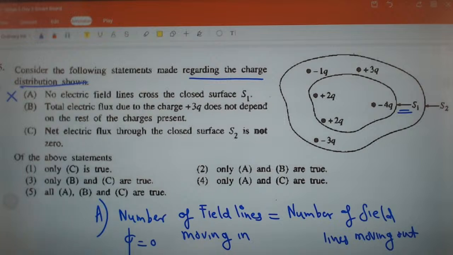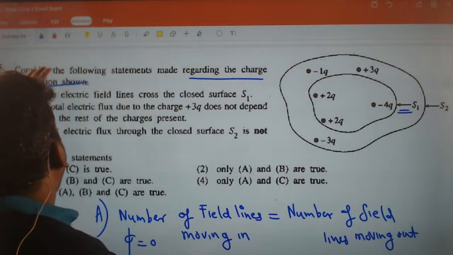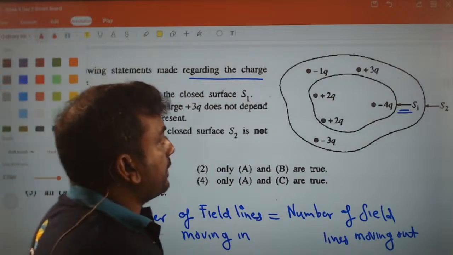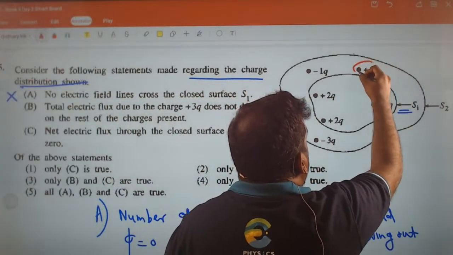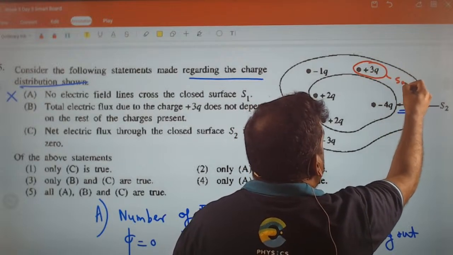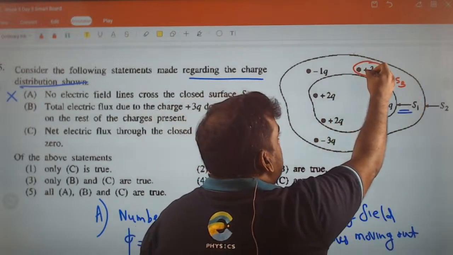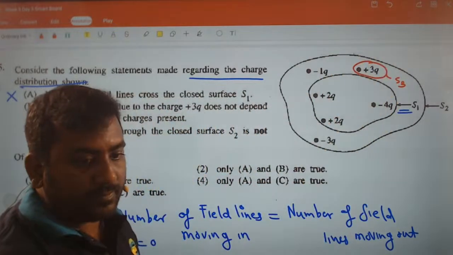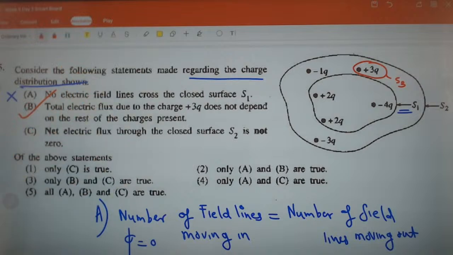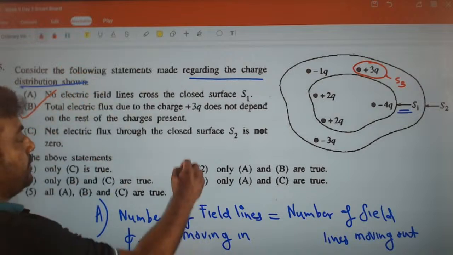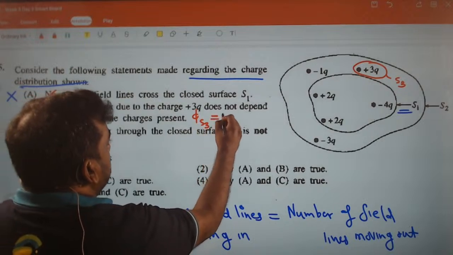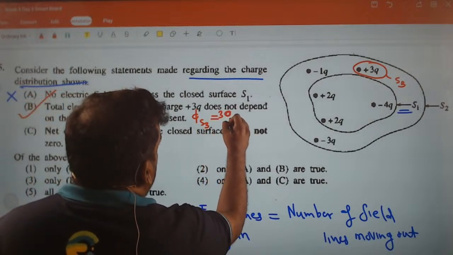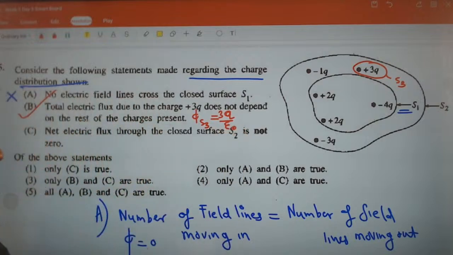Second one. Total electric flux due to charge plus 3q does not depend on the rest of the charges present. Look at the board carefully. If I take a Gaussian surface around plus 3q, let's say S3, the flux through S3 depends only on the charge 3q. So this statement is correct. The flux through surface S3 is 3q divided by epsilon naught. It does not depend on the surrounding charges. Statement B is correct.